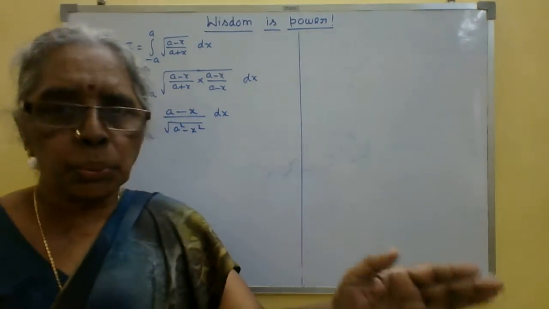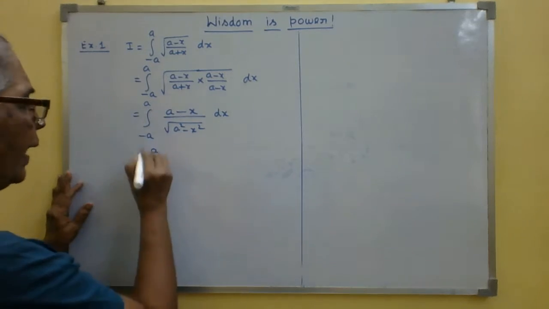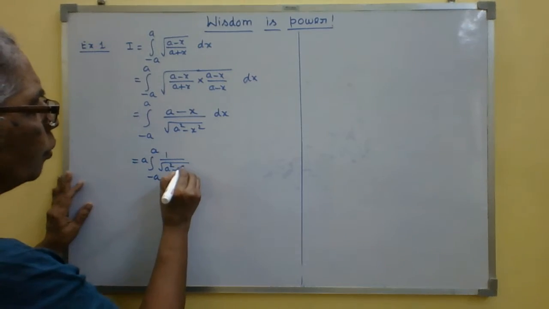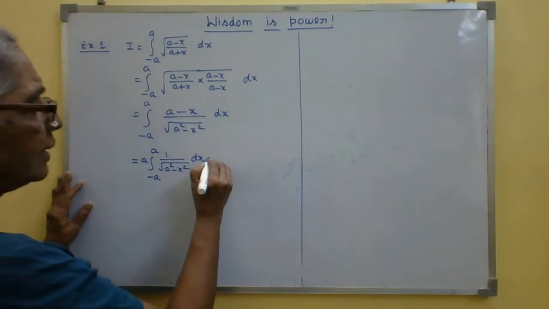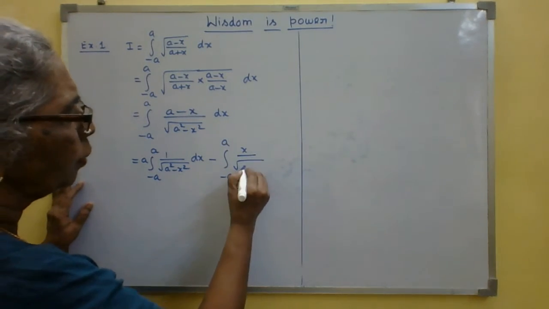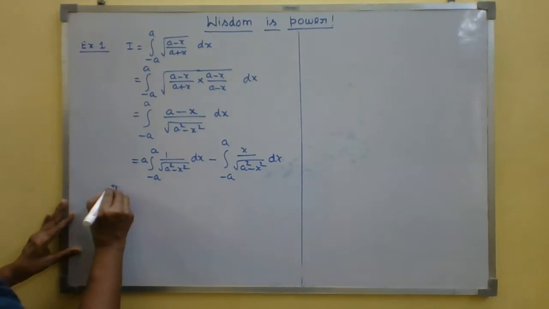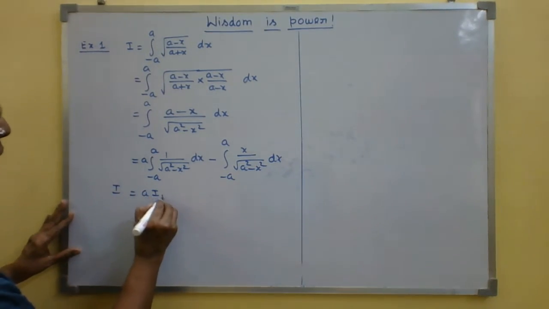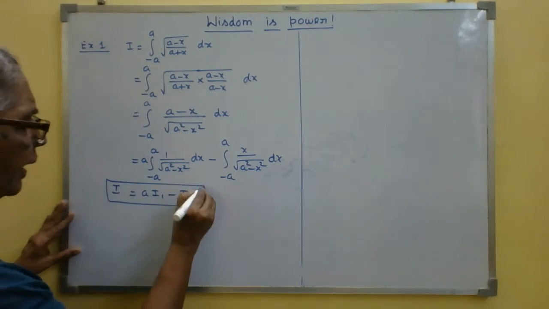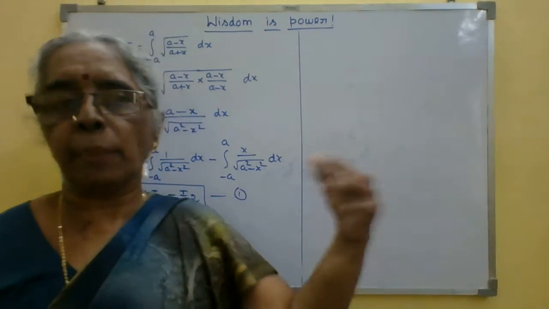Now you split it into two integrals. For the first part, you can take the a out because it is a constant: 1 by root of a squared minus x squared dx. For the second part, take the minus out, so you get x by root of a squared minus x squared dx. So now I can write I is equal to a I1 minus I2. Put a box for this and mark it as 1, because this is the final answer step for us.